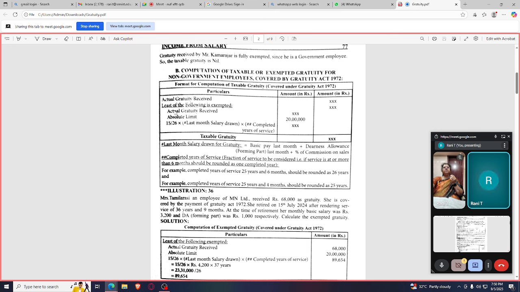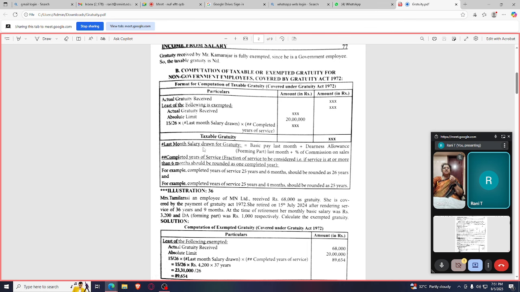First one, actual gratuity received. Then the absolute limit. What is the absolute limit for gratuity? That is 20 lakhs. Then you have to learn 15 divided by 26 into last month's salary drawn into completed years of service. When we compare these three, the least one should be taken in the outer column, and we have to reduce it from the actual gratuity received.